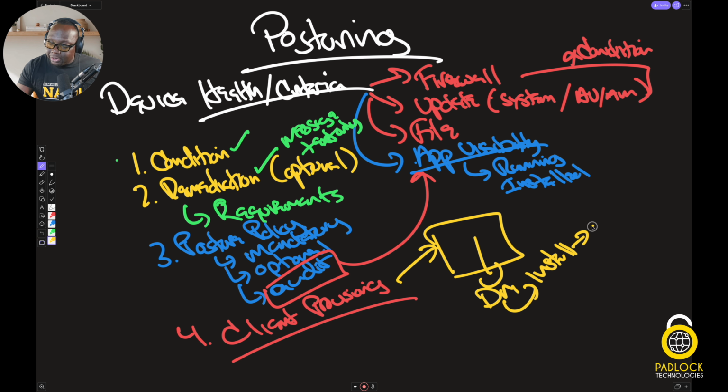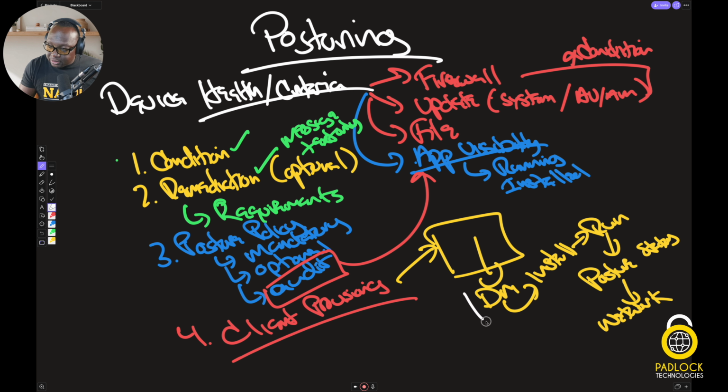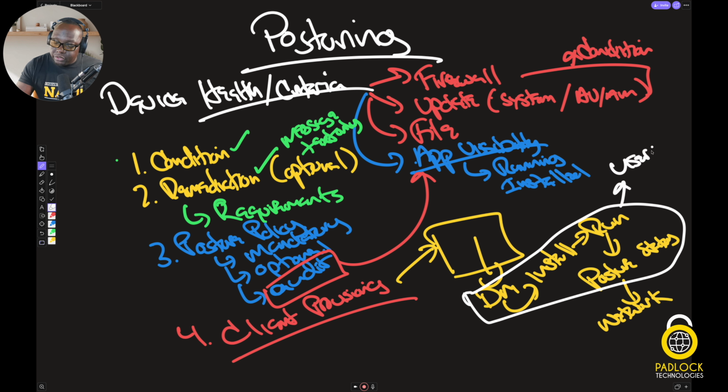Then they have to run the module. Then they have to get the posture status, or ICE will get the posture status. Then they will get on the network if they're compliant. So everything in here, the user is going to have to do, right? The likelihood of the user wanting to do that, the likelihood of a C-suite person wanting to go through that, is slim to none.